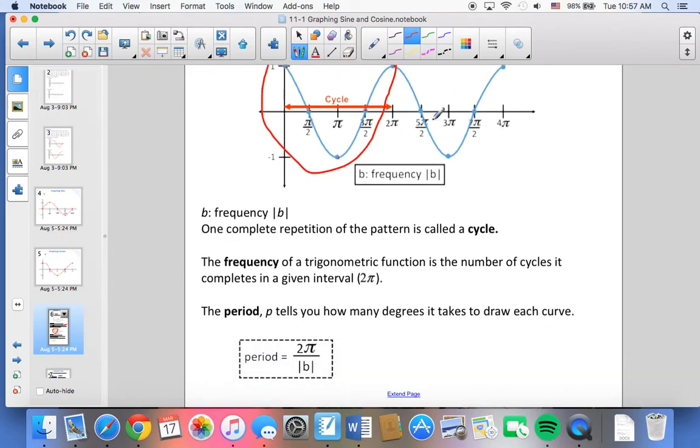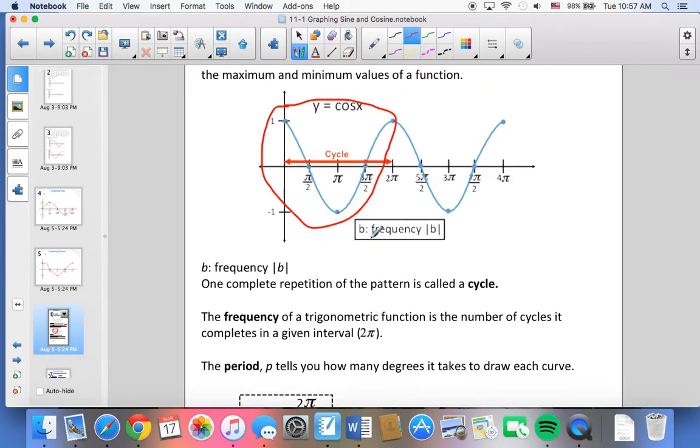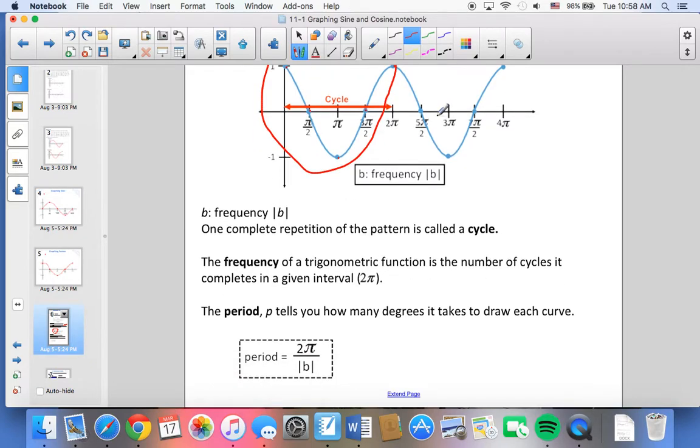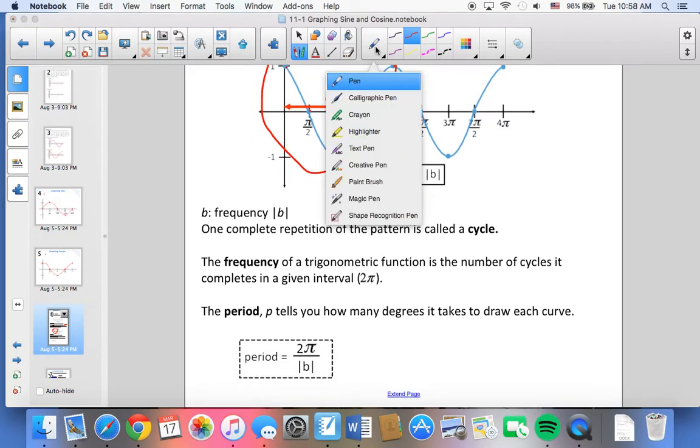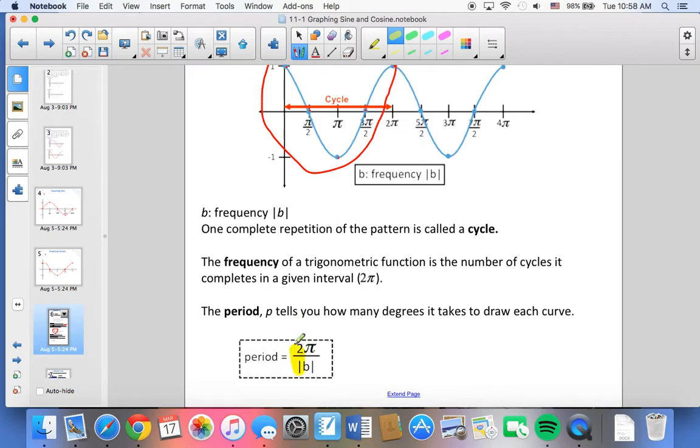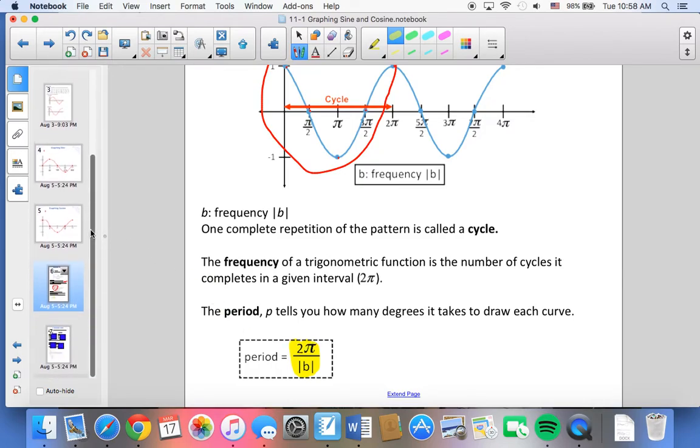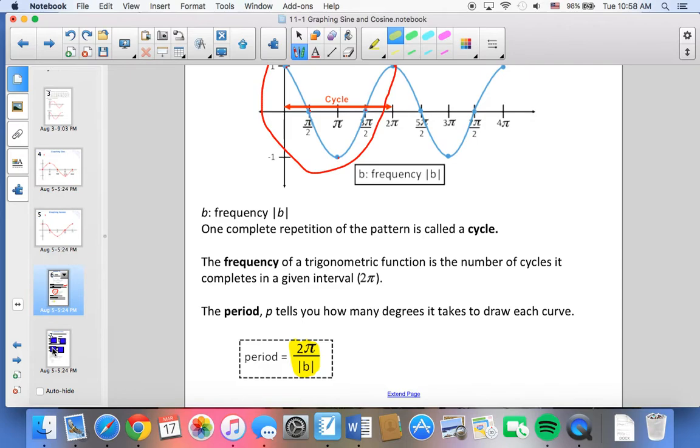Okay, the period goes hand in hand with the frequency. The period tells you how long it takes to complete one cycle. So we know from 0 to 2 pi, that's the definition of frequency. In this graph, there's one cycle. The period is 2 pi. How long does it take to complete one cycle? Well, in this case, it takes 2 pi. And there's a formula to find the period. Period is 2 pi over the frequency, or 2 pi over b. So let's just do a little bit of practice with finding amplitude, frequency, period, and range.